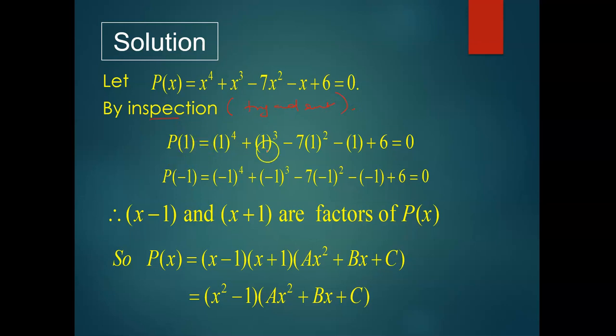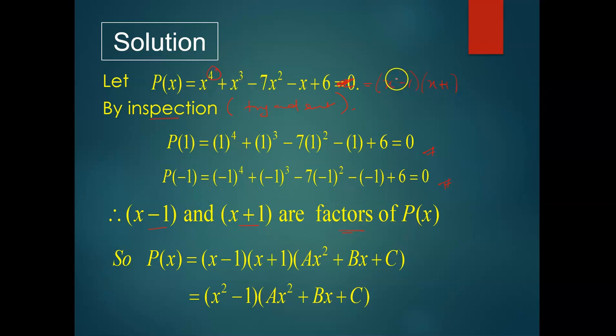So they found that P(1) equals to 0 and P(negative 1) equals to 0 as well. So daripada sini 1 is x minus 1, negative 1 is x plus 1. These two are factors. Okay, your P(x) is power 4. Okay, and then ini kamu sudah found two factors, x minus 1 and x plus 1.